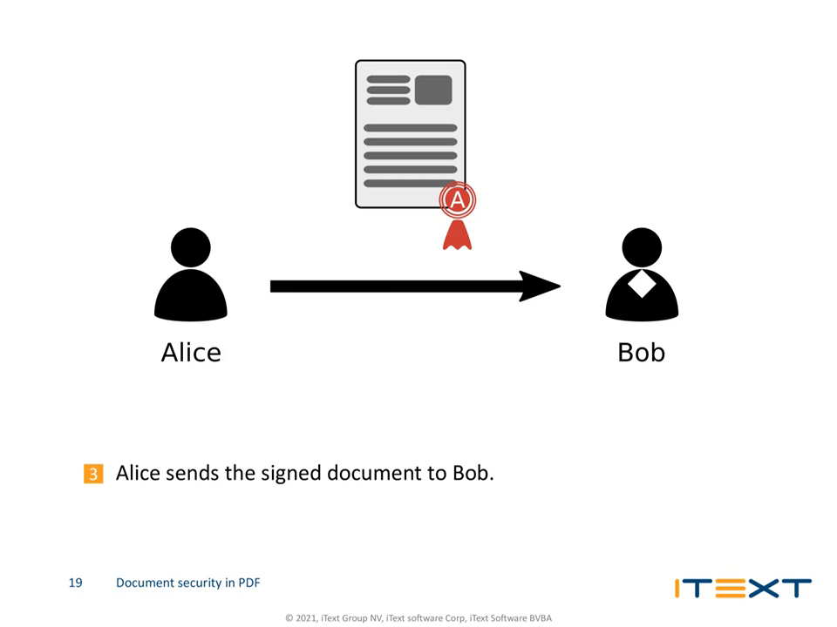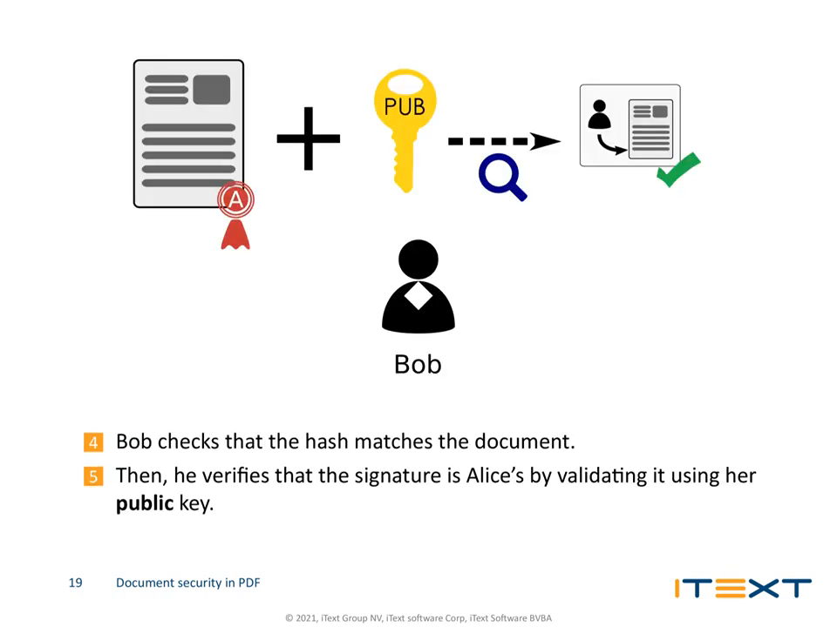Then Alice sends the document to Bob, so the document plus the signature that's attached to it. Then, upon receiving the document, Bob first checks that the hash of the document that's embedded in the signature matches the hash of the document that he received. That ensures that the document wasn't modified in transit. And then using Alice's public key, he validates that the signature is actually Alice's. In that way, he can know that the document he received was written by Alice.